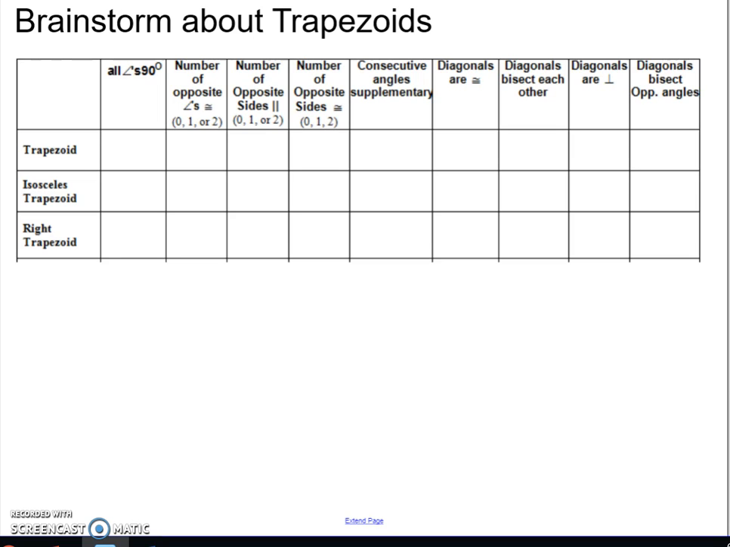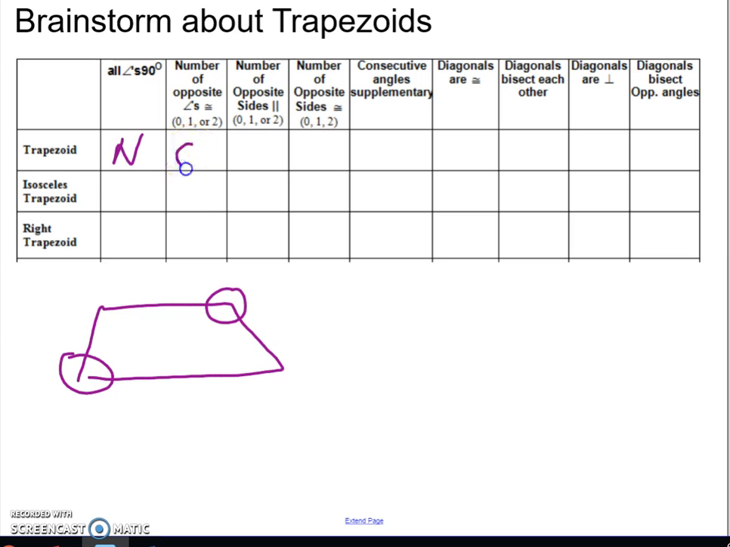So if you get out this information, we're going to run through this kind of together. So a basic trapezoid, or all the trapezoids in general, is going to be this first line. So in general, we can't say that all trapezoids have all 90-degree angles. Opposite angles being congruent. I'm just going to draw a trapezoid here for you so you can look at it. So this would be an opposite angle, and those are not congruent. The number of opposite sides parallel is only 1, and the number of opposite sides congruent is none.